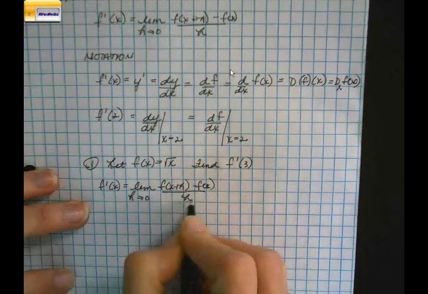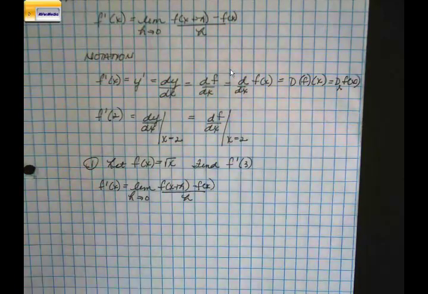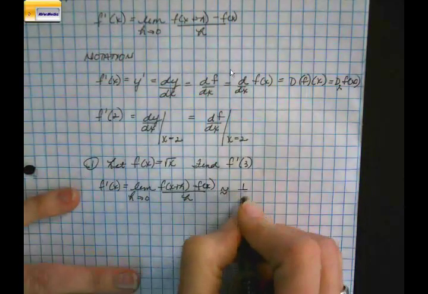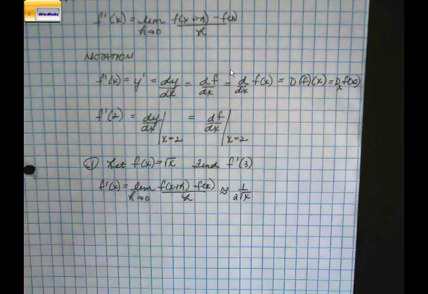which we know takes a whole page of algebra. Takes a lot of work. But I've already done this for you. I think we already did this. And this turns out to equal 1 over 2 square root of x.